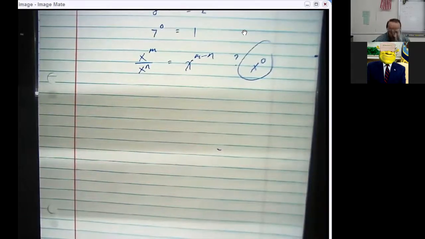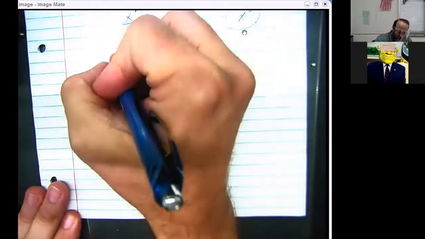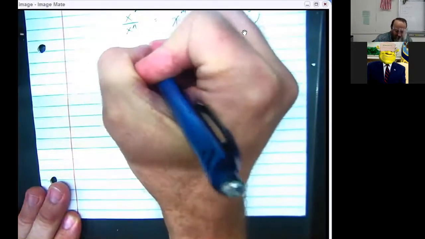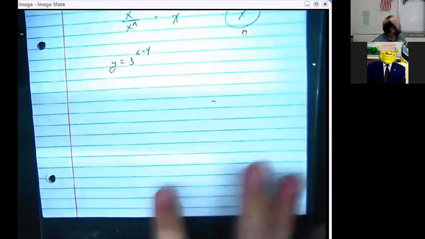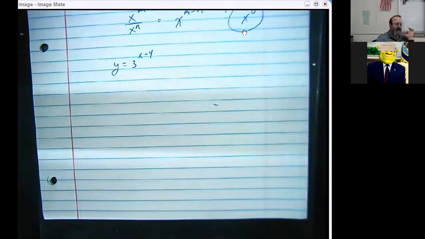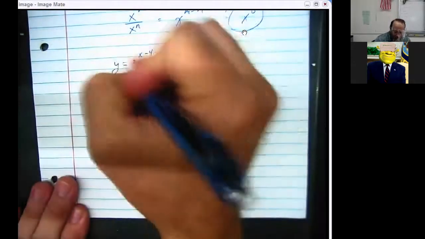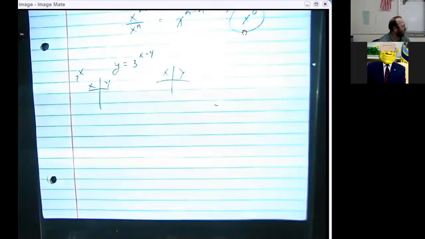So let's also make sure that you guys remember how to do a little bit of graphing. Let's just say that you were asked to graph y equals 3 raised to the x minus 4 power. Let's just see if we can remember very briefly how to do that. I generally asked you not to graph the weird function. I asked you to graph the parent function, which would be 3 to the x.